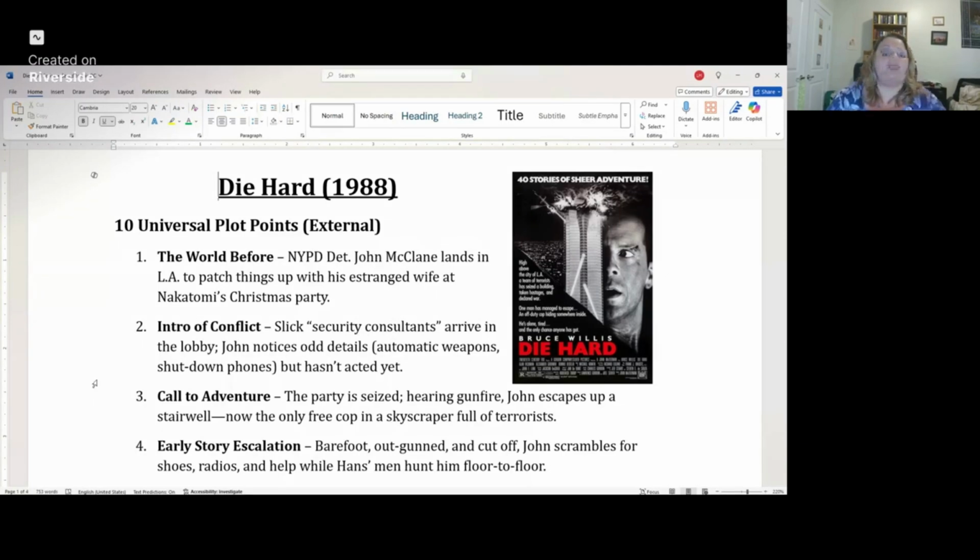So we are going to deconstruct, and I'm going to show you exactly where all of these 10 plot points are in the Die Hard film. The first one, that's the one we're going to be focusing on.